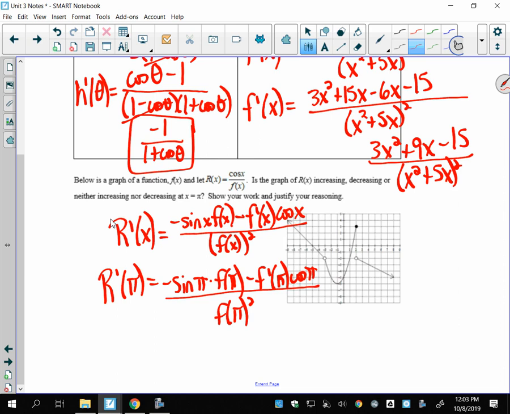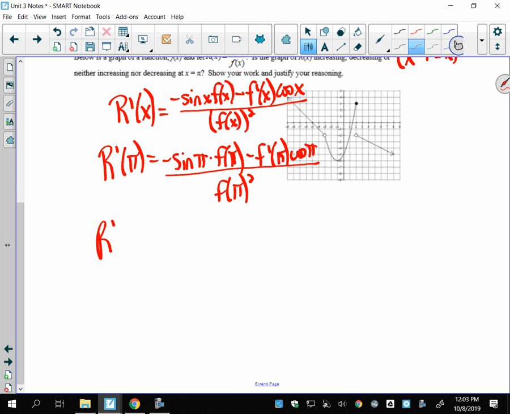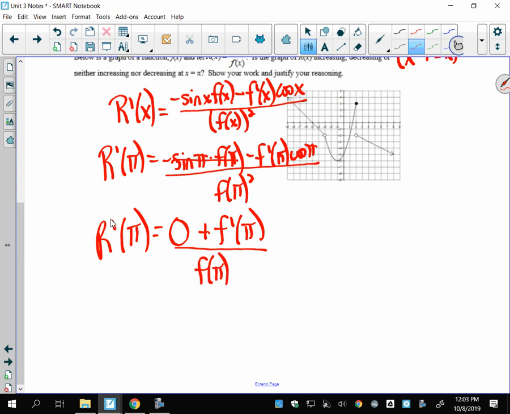How are we going to find f of pi by looking at this? Well, we can at least figure out if it's negative or positive. Let's clean up what we can clean up. Sine of pi is 0. So 0 times this is just 0. So I have 0 minus cosine of pi, which is negative 1. So that actually is just going to become positive f prime of pi over f of pi squared.